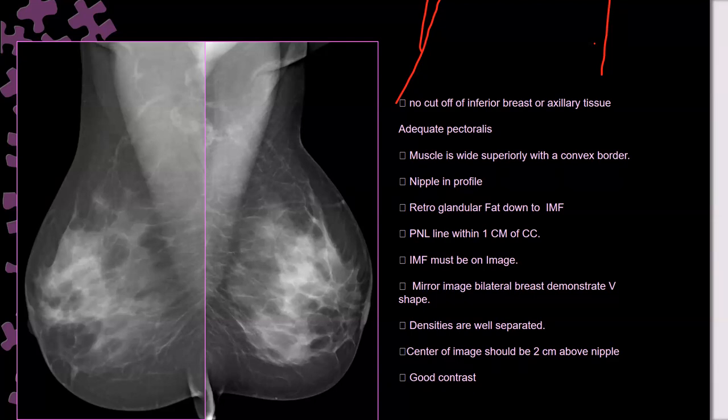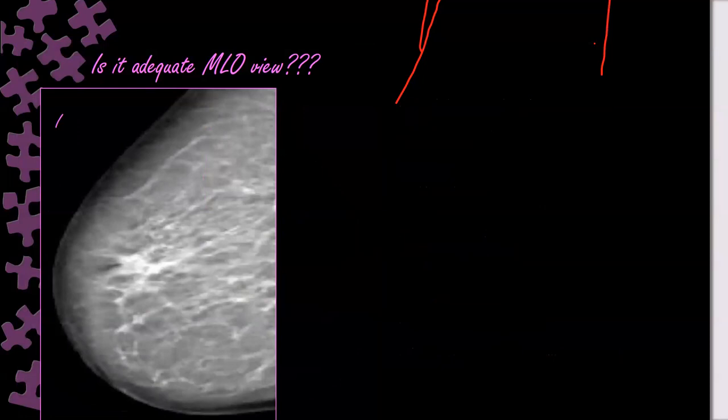What do you think? Somehow. Shukran. It was mine. This is my patient. It was normal. Yes. Okay. What about this one?